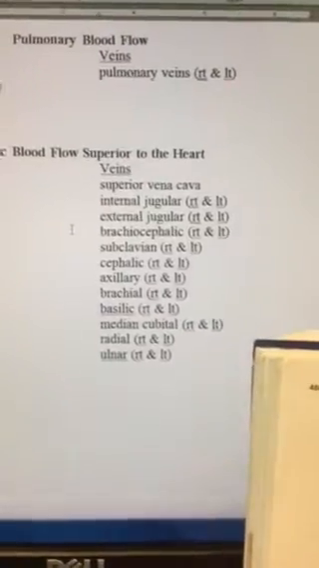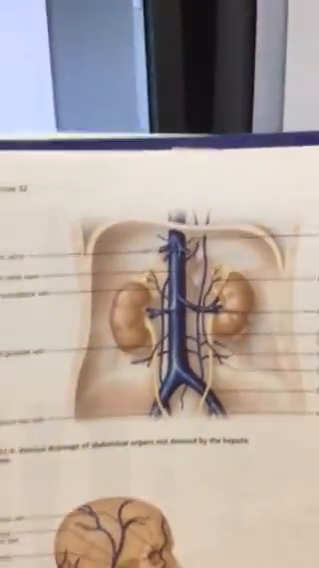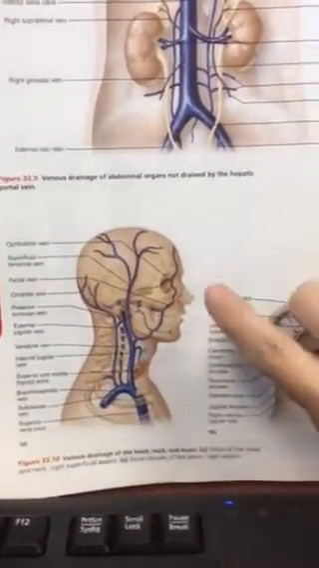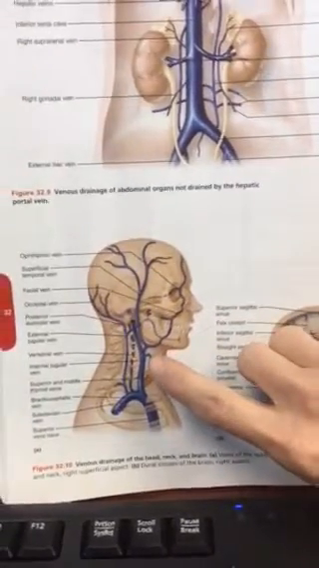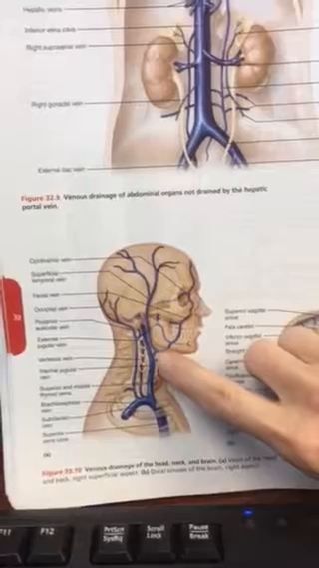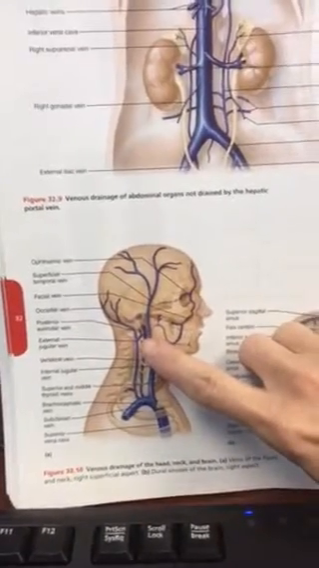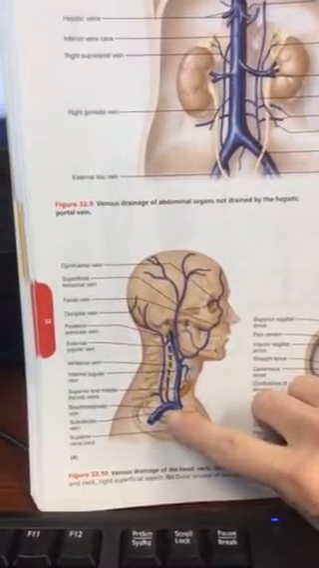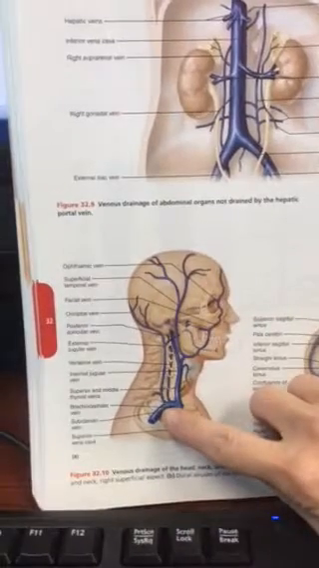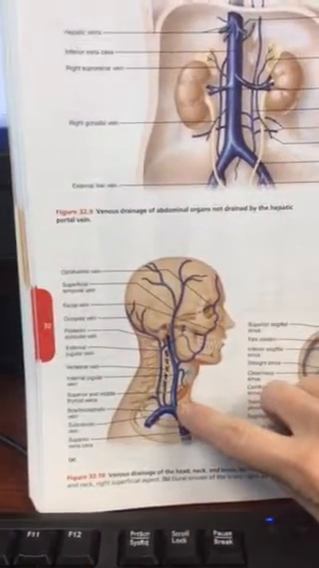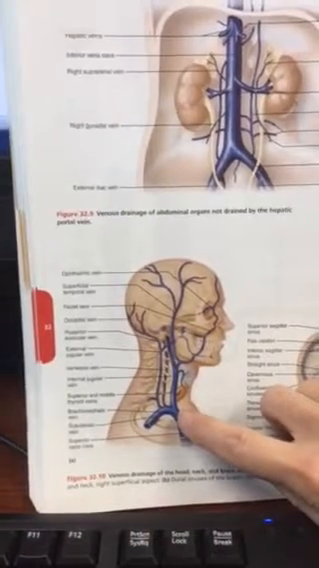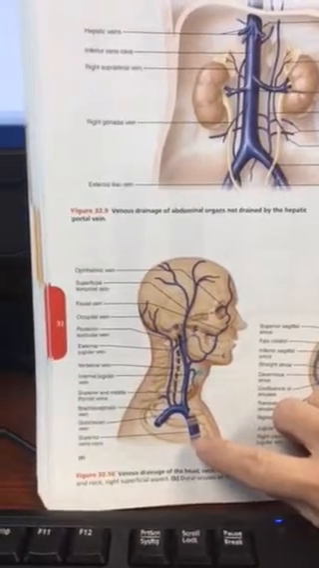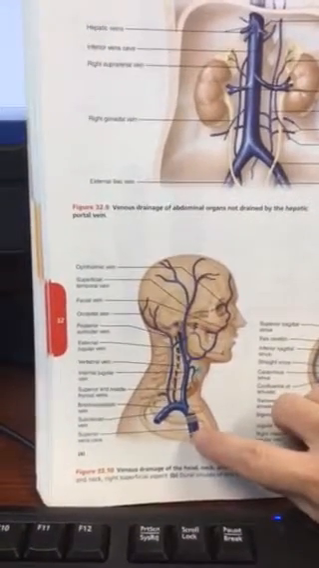So if we start with the head, this picture in our lab manual here, we are only going to begin with just the jugulars. So here you see the internal jugular vein and the external jugular veins. And those are carrying deoxygenated blood from the head down into, it's going to meet the subclavian vein here. So this would be the right subclavian vein. And that's going to then merge into the right brachiocephalic vein, which will then become the superior vena cava as it merges with the left brachiocephalic vein.